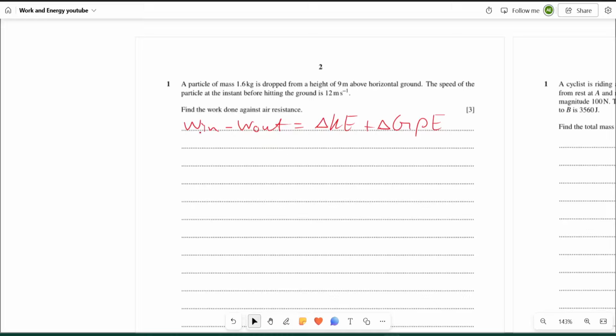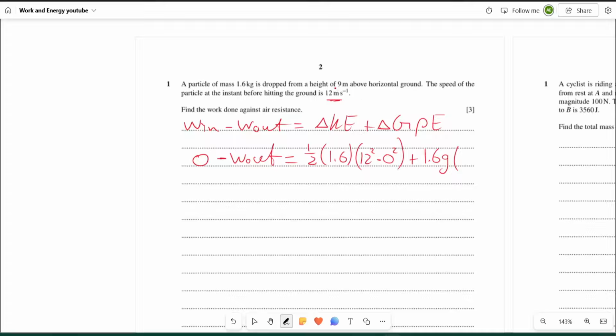Okay, work in. Do I have any external force that's giving energy into my system? Do I have any force that's pushing it? Tension that's pulling it down, or some sort of force? No, I don't have a force, and work is force times distance. So if force is 0, work in is also 0. Minus work out, this is what I'm trying to find, equals the change in kinetic energy. So it's going to be half times mass times velocity final squared, which is 12, minus velocity initial squared. It's dropped, so it means it started from rest, so initial velocity was 0, plus change in gravitational potential energy, which is mass times g times height.